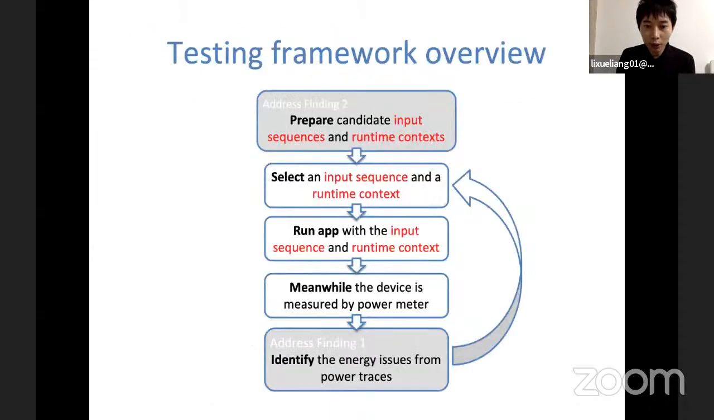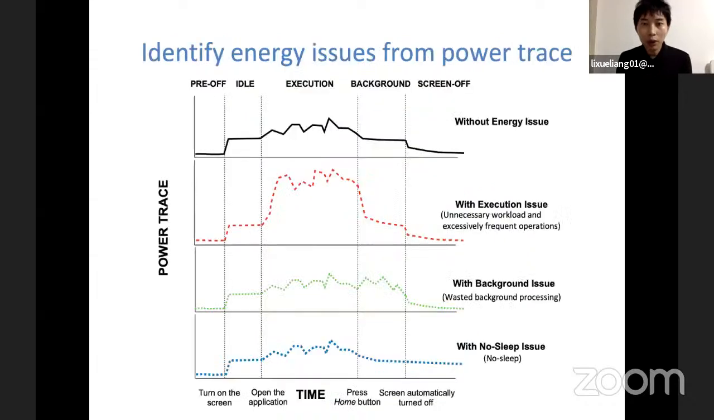So now we talk about the identification of energy issues. We first divide our test cases into 5 stages to help us identify energy issues. Namely, they are pre-off, idle, execution, background, and screen off stages. In the pre-off stage, the screen is off and only the operating system and several built-in applications are running in the background. To enter the idle stage, we turn on the screen. And to enter the execution stage, we open the application and run it with the selected input sequences and runtime context.